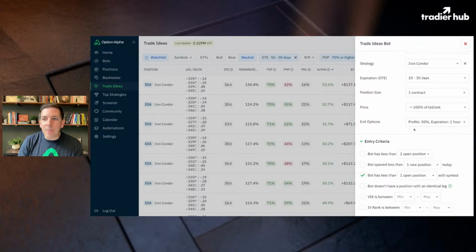So now I've got my management taken care of. Exit options, watch the position every minute of the trading day. If I got a 50% profit, take it. If I don't, wait till 1 hour before expiration, use 50% or 1 hour. It's just how you can do it.